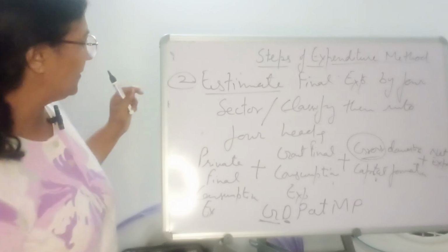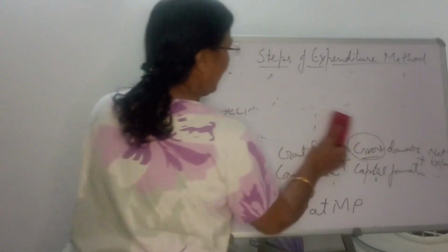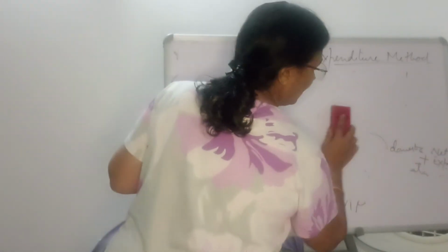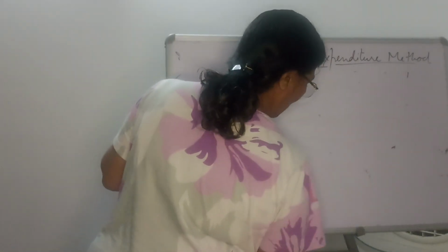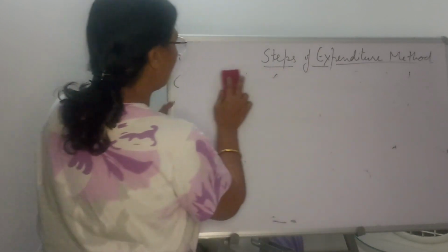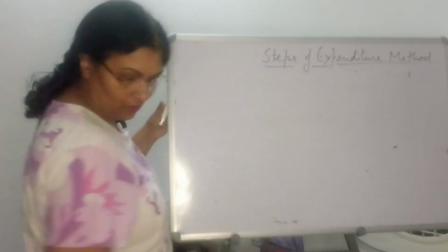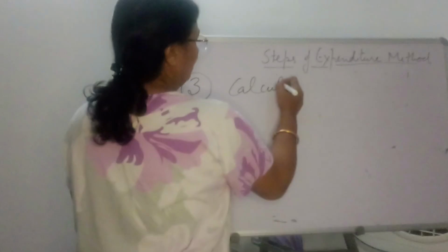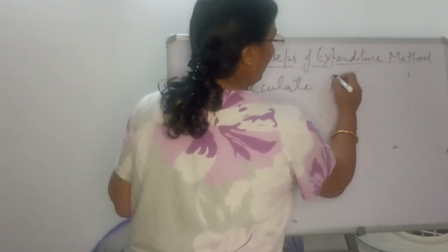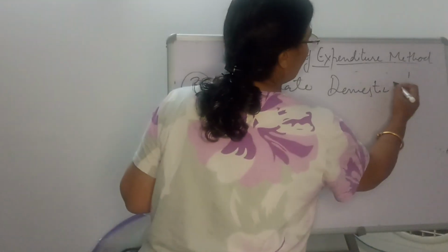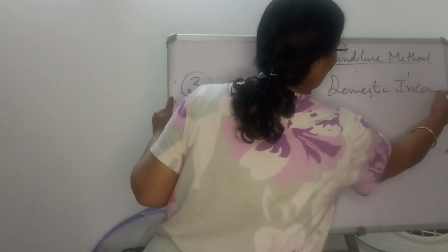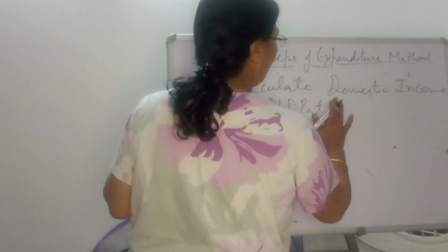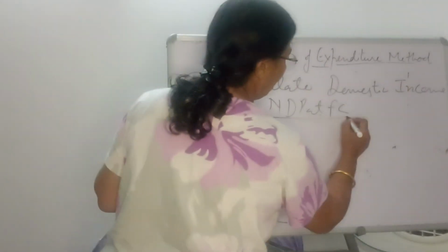Next, third step: calculate domestic income. If in the examination you are asked to explain the steps to calculate domestic income, then your answer will end at the third step only. Calculate domestic income. What is domestic income? This is NDP at FC.